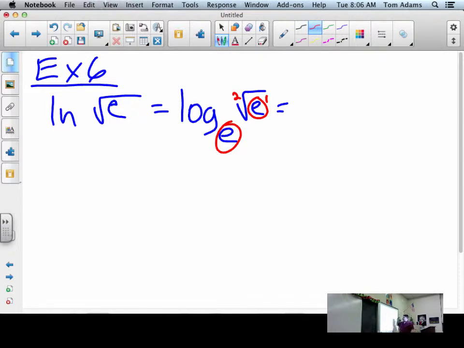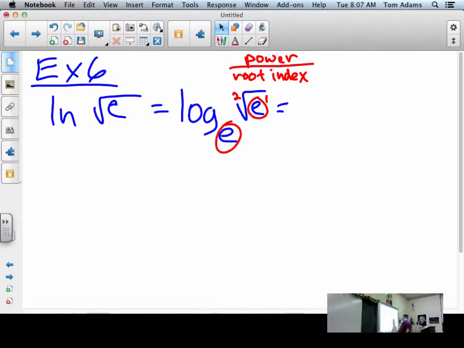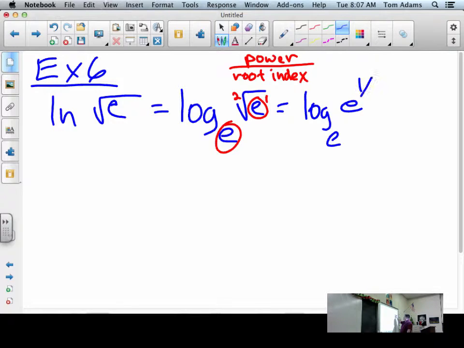And so in your mind, what you should be thinking is power over root index. In other words, we can rewrite this as the log base e of e to the 1 over 2. Okay? And so then what's the answer? Yes? 1/2. Very good.